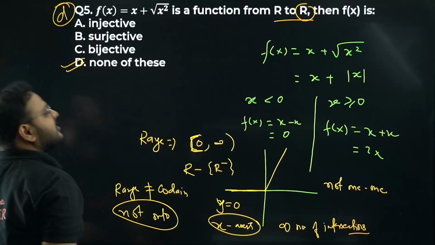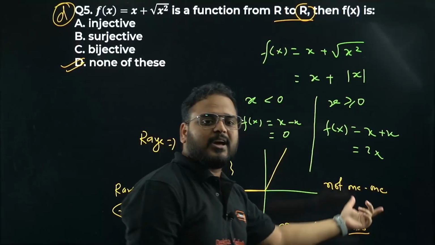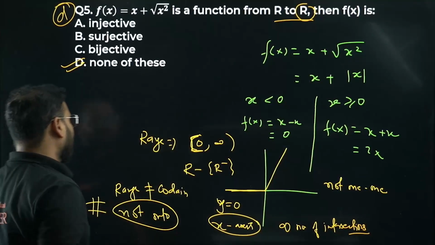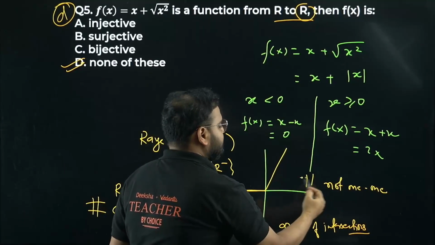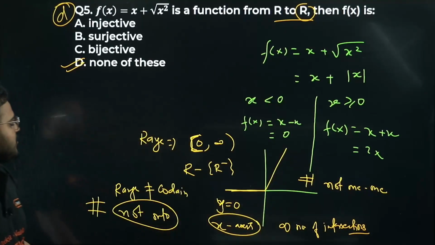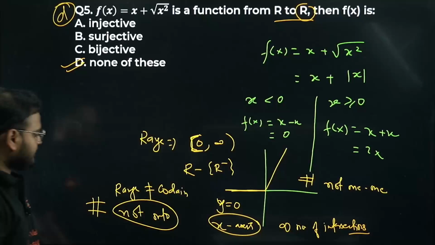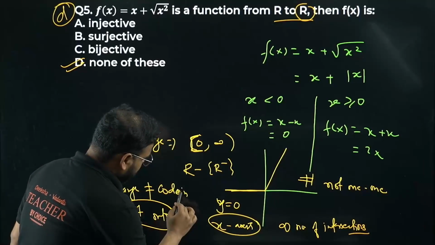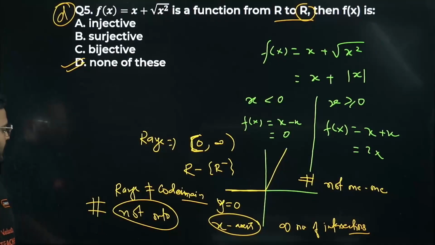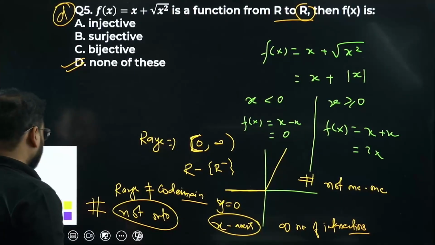Answer is option number D. The answer is coming as not 1-1, not onto. Not 1-1 because of infinite number of intersections. Not onto because range is not equal to codomain. Codomain, please check. Not visible, right? One second, I can do it better.